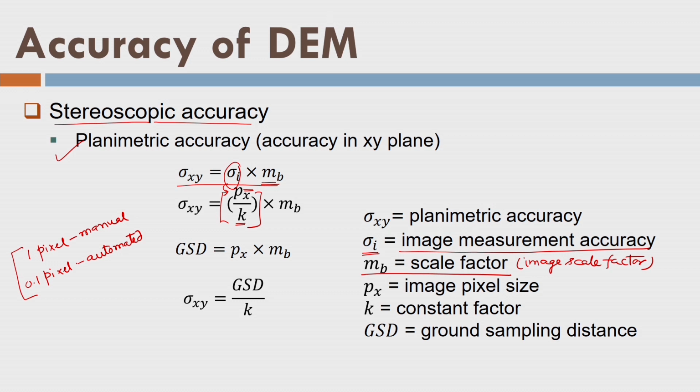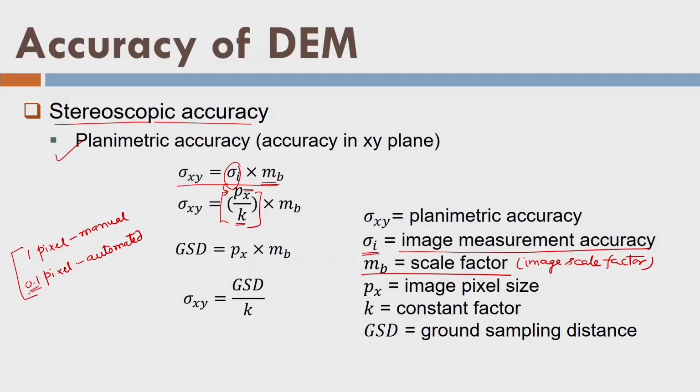So for 2 pixels, k is equal to 0.5. So 1 upon 0.5 is equal to 2, so 2 times px, I have 2 pixel accuracy. Then for 0.1, k will be equal to 10. Automatically 1 upon 10 becomes 0.1 and I will have an accuracy of 0.1 pixel. I have defined sigma I like that. Now if you see carefully, px is a pixel, 1 pixel into MB, which is the scale factor, is equal to the GSD. As a result, I can specify planimetric accuracy in terms of GSD. So how many GSDs are there? It is 0.1 GSD or 2 GSD, 1 GSD, whatever. It depends on the k factor, and that comes by experience.